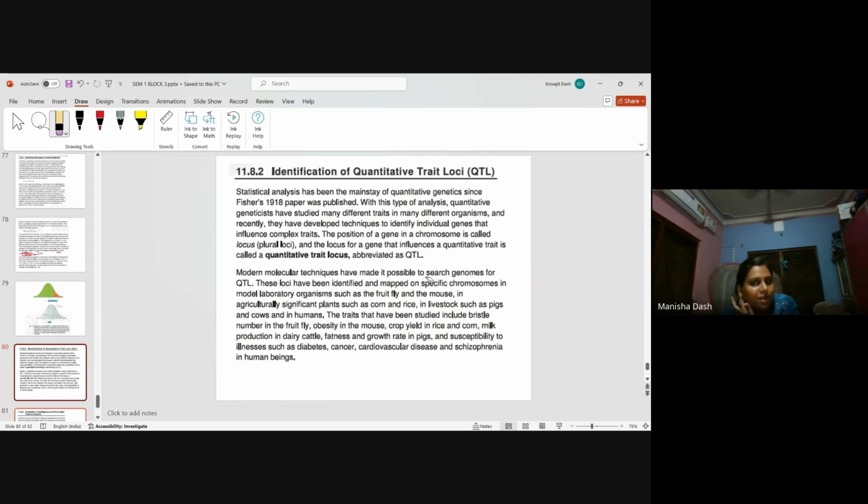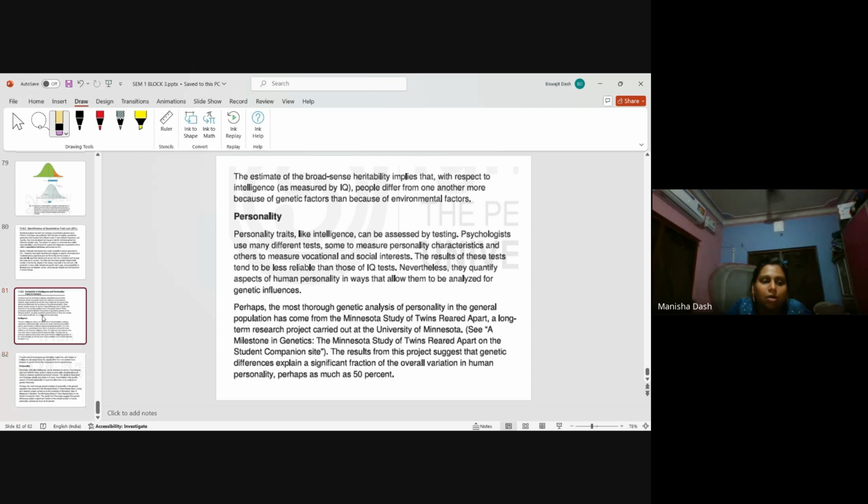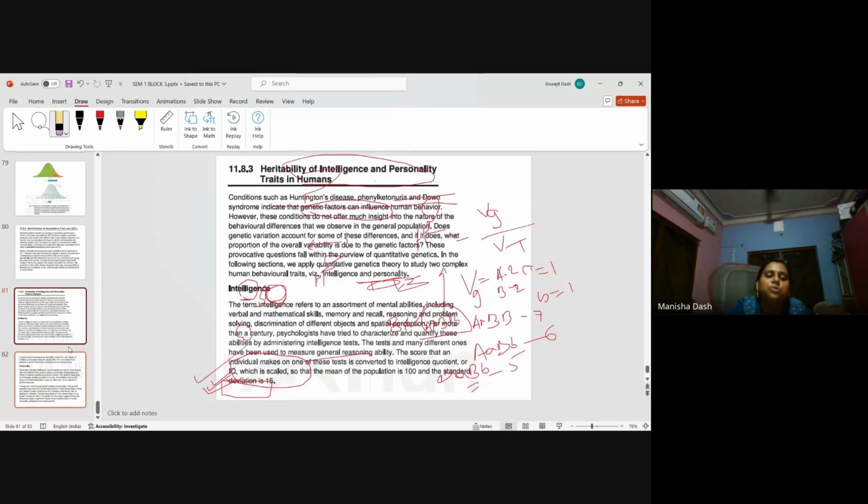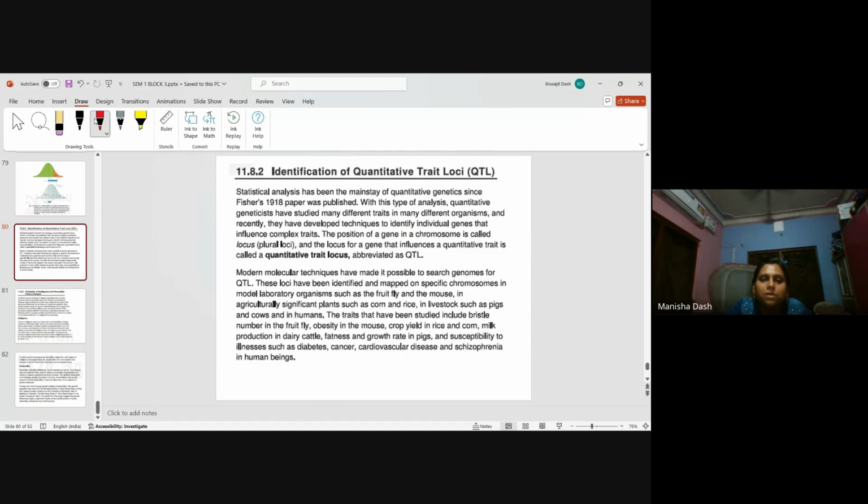Now there is the identification of the QTL, or the quantitative trait loci. There are many techniques used to identify the location of the genes which are contributing to a particular trait within the population. What is unique about a quantitative trait is that, for a particular phenotype, the genes controlling it might be present on multiple chromosomes at multiple locations.